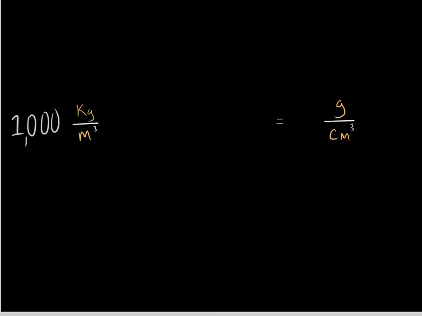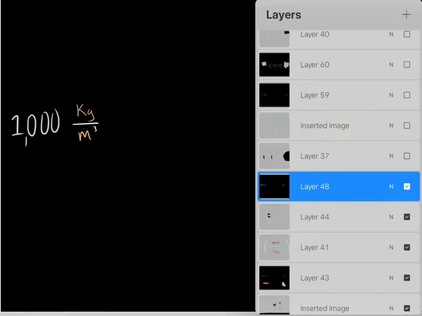So another example, let's say water has a density of 1,000 kilograms per meter cubed. So if water has a density of 1,000 kilograms per meter cubed, what is the density of water in units grams per centimeter cubed? Well, again, we know how we do this.